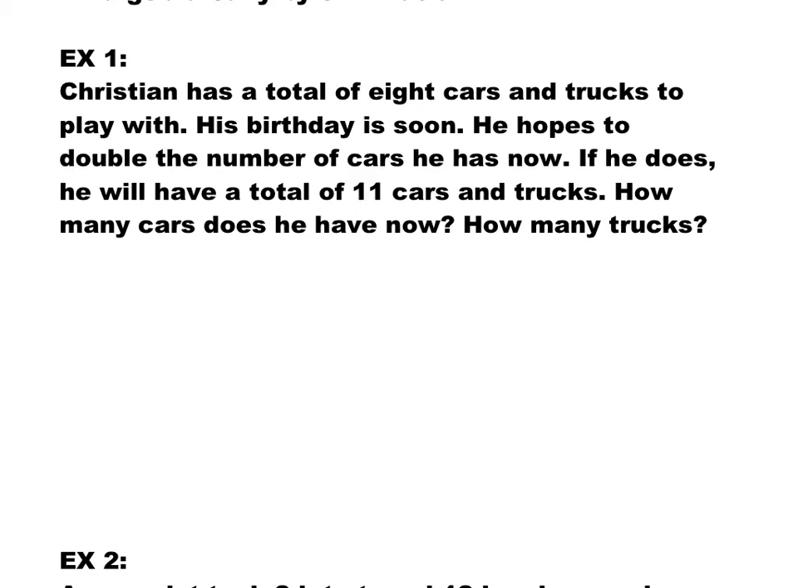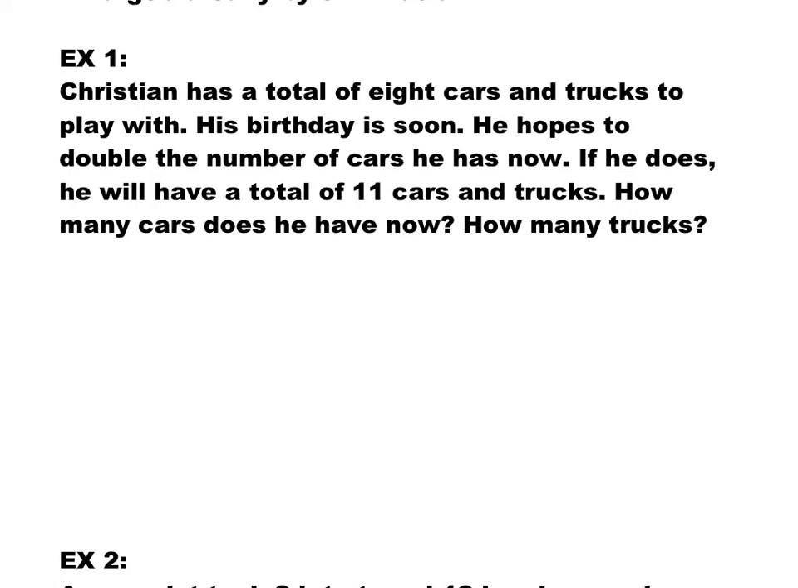The first example is that Christian has a total of 8 cars and trucks. We don't know how many cars or trucks, but the total is 8. His birthday is coming and he hopes to double the number of cars he has. If he does, he will have a total of 11 cars and trucks. How many cars does he have now and how many trucks does he have now? Let's say C stands for the number of cars and T stands for the number of trucks.